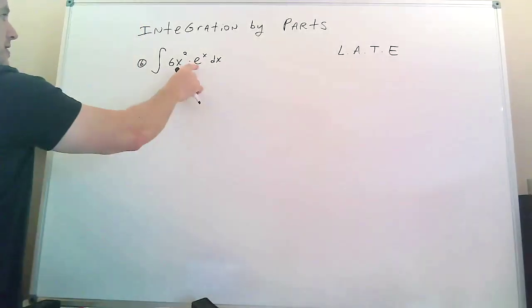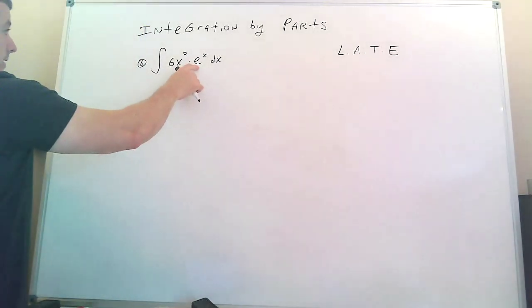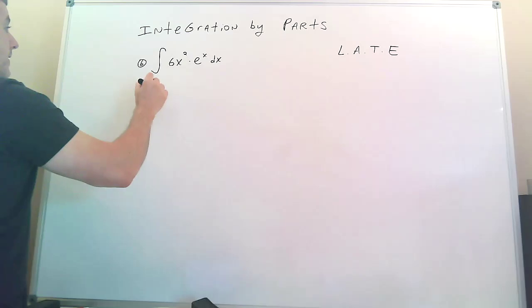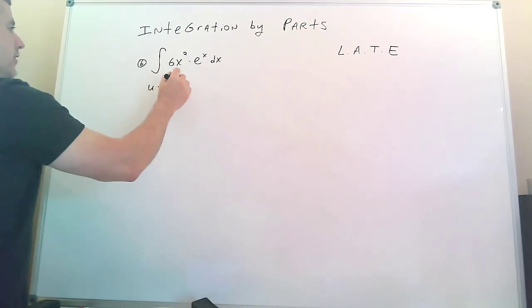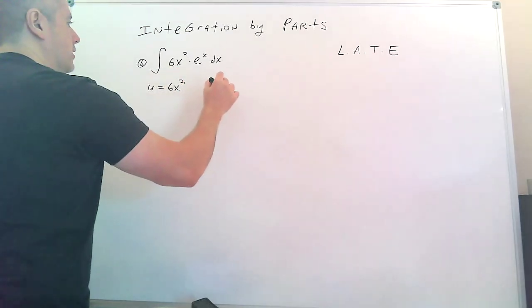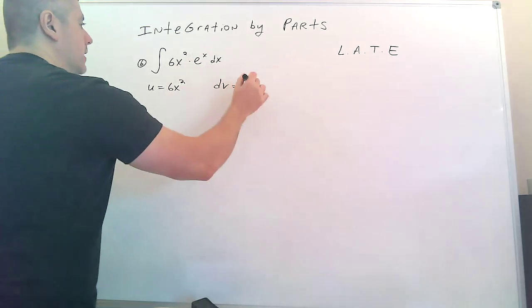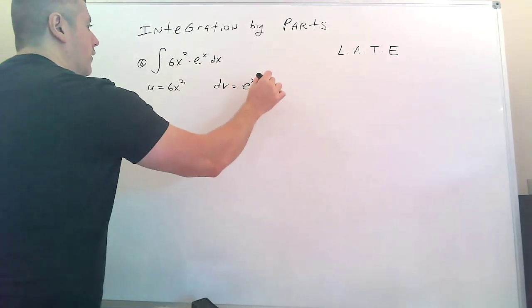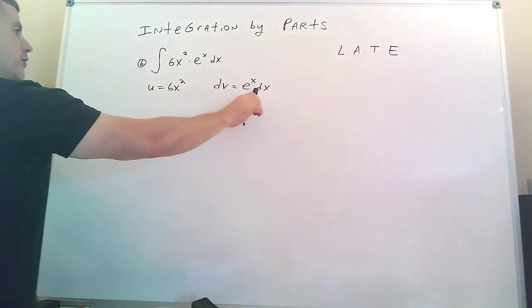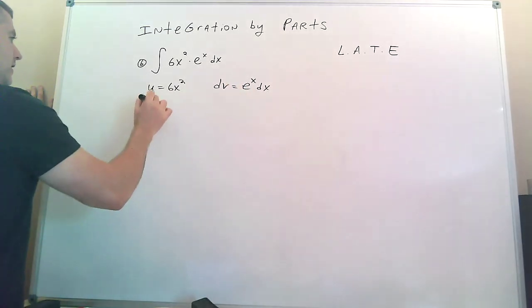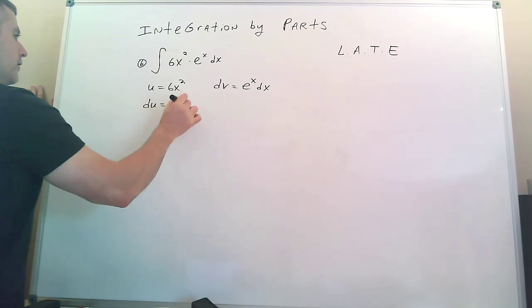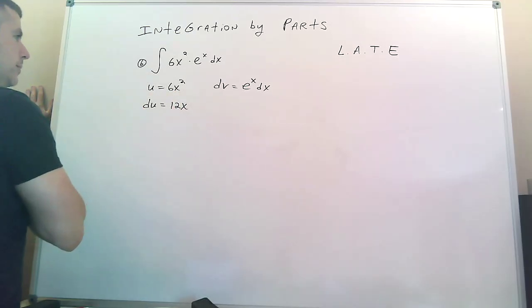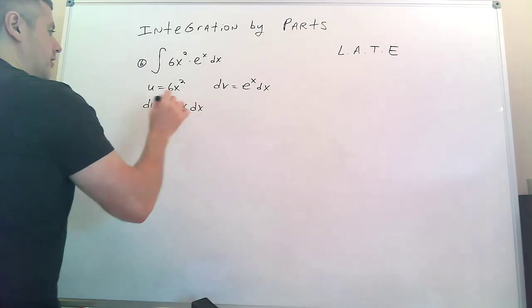And again, you never, ever pick e as your u. That will never happen. So 6x squared is going to be my u. My dv is going to be everything left over, which is e^x dx, right? This is the derivative, so he gets the dx. So you're going to take the derivative of u, which is 12x, right? Multiplied by the power, subtract 1, easy peasy. Remember, put a dx there because it's a derivative.